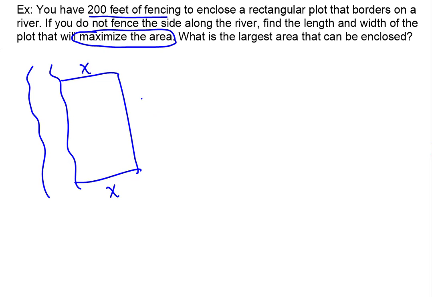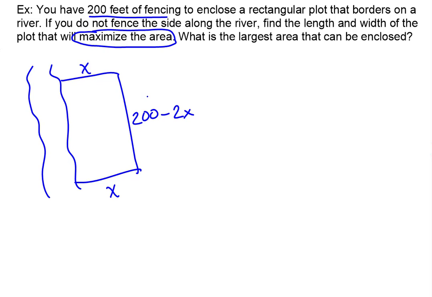Notice we only have 200 feet of fence to use. Well, if we've already used x and x for these two top and bottom sides, then the other side with the remaining fence must be 200 minus 2x. We've already used x here and x there, that's 2x. Take that away from 200, that's how much is left for that other side. So 200 minus 2x is how we could label it.